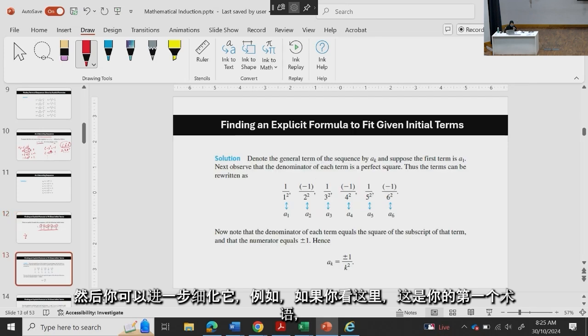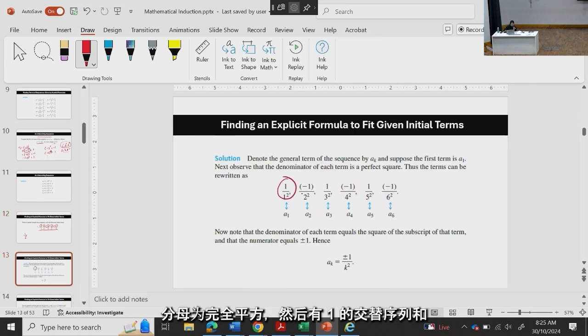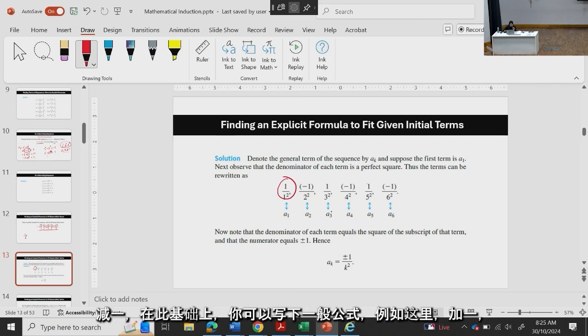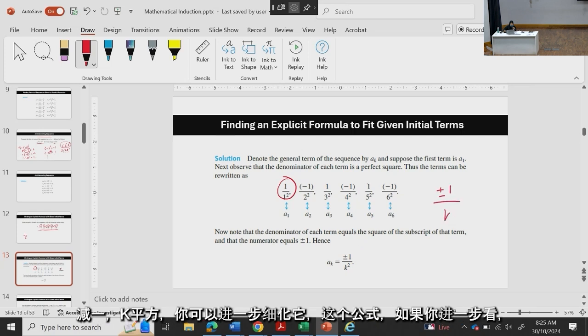For example, if you look at over here, this is your first term. You have a perfect square in the denominator, and then you have an alternating sequence of 1 and minus 1. Based on that, you can write down the general formula. For example, over here, plus 1 minus 1, k square. You can further refine this formula.